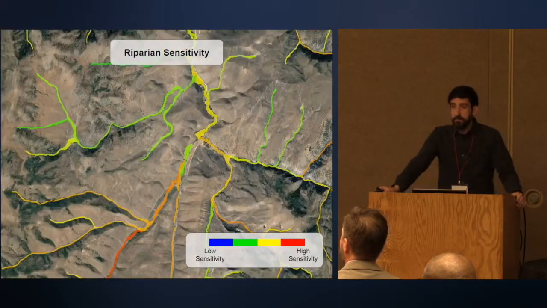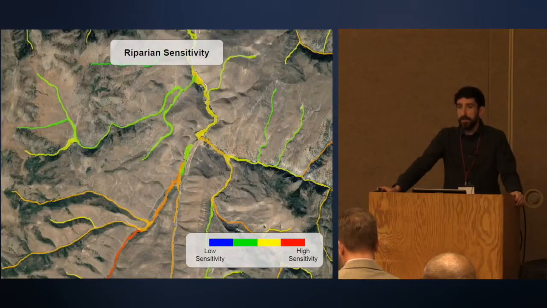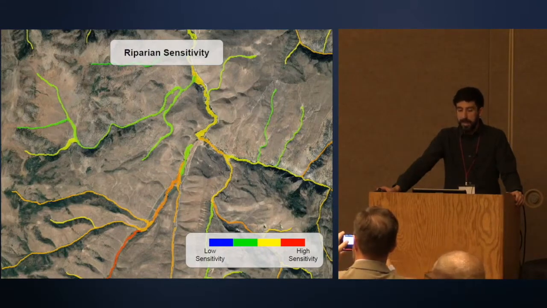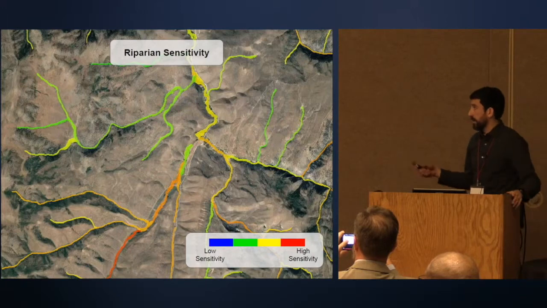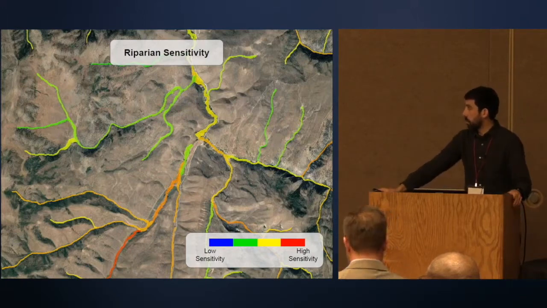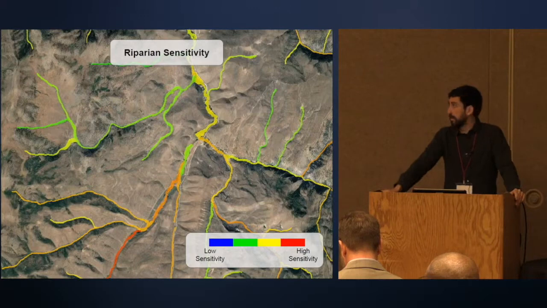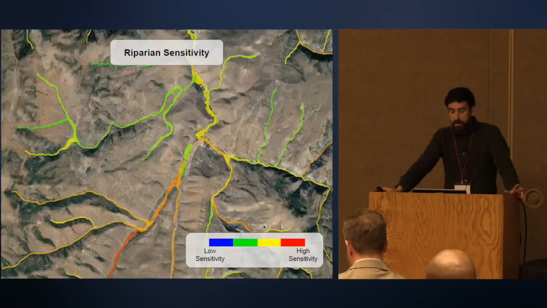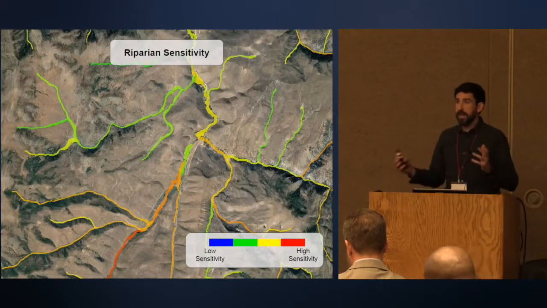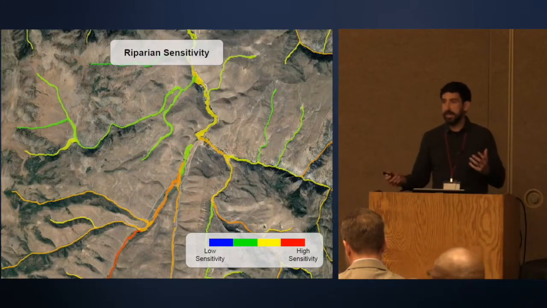Then we can take the mapped riparian areas and calculate the average sensitivity across those areas. You can see there's some variability here among these different stream reaches, with warmer colors representing higher sensitivity and cooler colors, again, lower sensitivity. Okay, so that's how this riparian sensitivity index is developed.